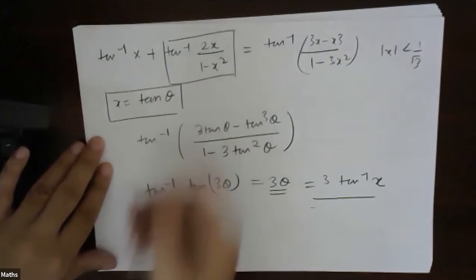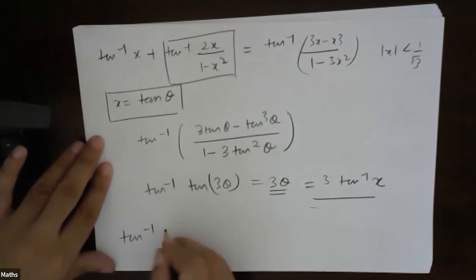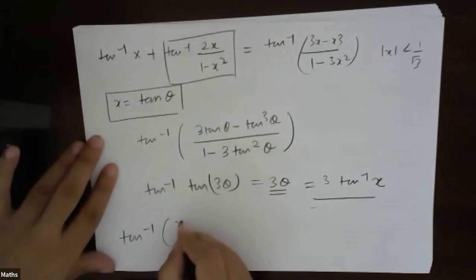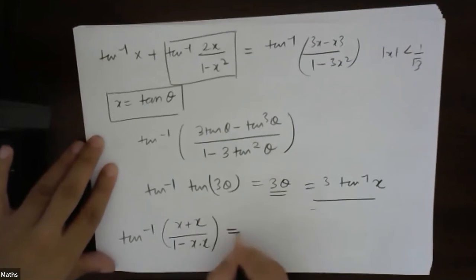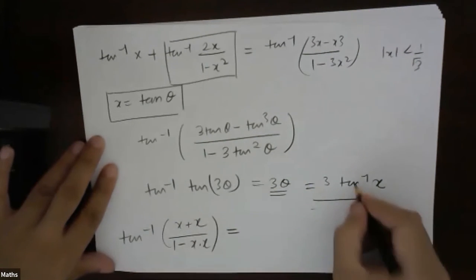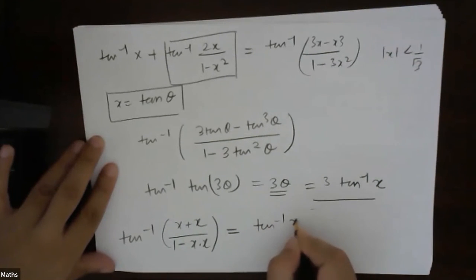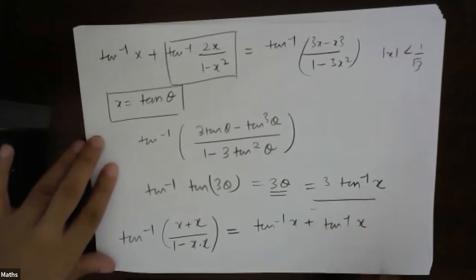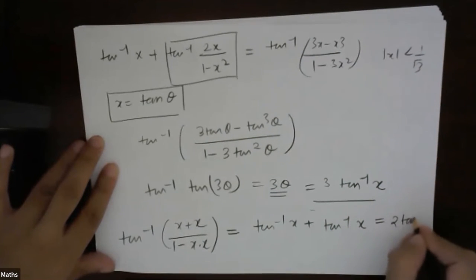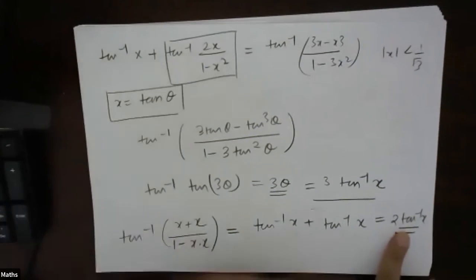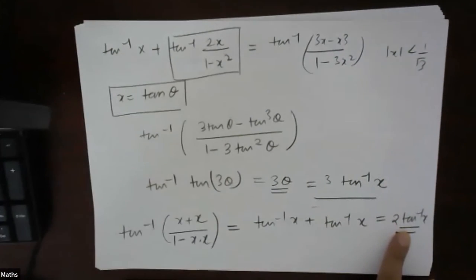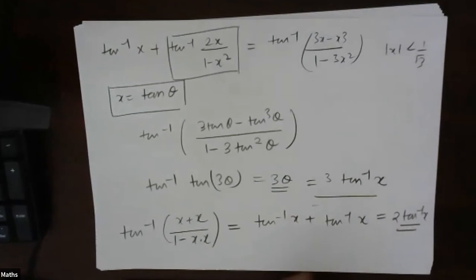And what they have shown is that tan inverse of this we can write as x plus x upon 1 minus x into x. So this is nothing but tan inverse of x plus tan inverse of x, which is 2 into tan inverse of x, right? So 2 tan inverse of x plus tan inverse of x gives 3 tan inverse of x. So you can use the property, or you can do it in this way also.